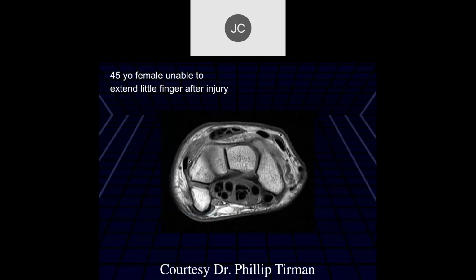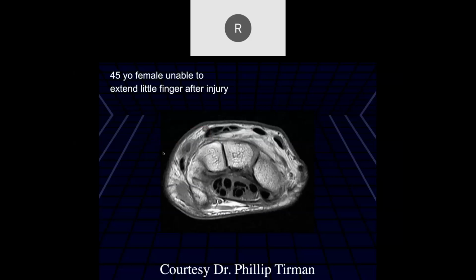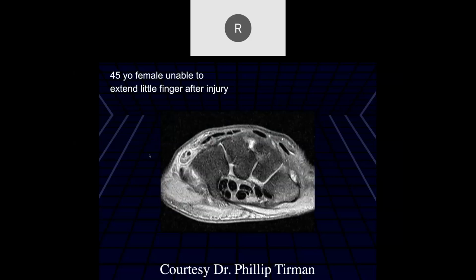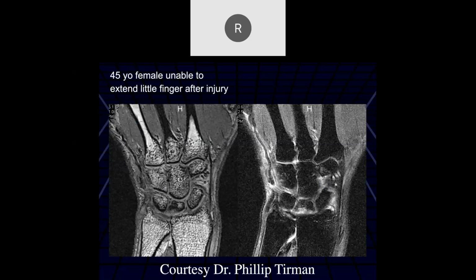Okay, Robert. All right, so we have a 45-year-old female unable to extend the little finger after injury. Looking at the fifth extensor compartment area, it looks like there's a lot of soft tissue infiltration there, edema. There it looks like there may be some tendon there, so I'd be concerned about a tear. It just looks thickened and irregular and torn, really. There it looks very lax and completely torn.